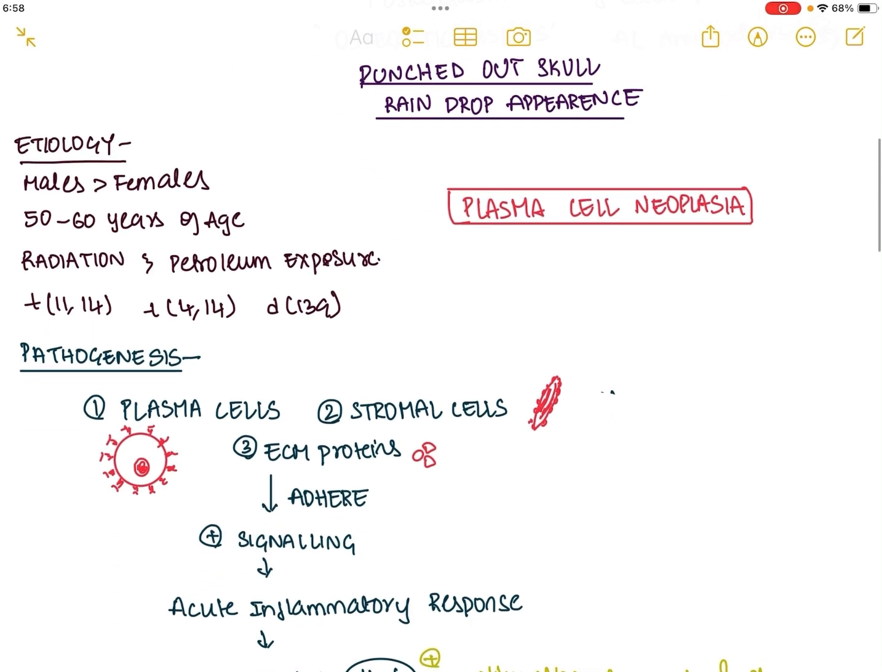So coming to etiology, males are more commonly affected than females, and the classic age of presentation is 50 to 60 years. Radiation and petroleum exposure are predisposing conditions for multiple myeloma, and it is also often associated with translocation 11;14 or 4;14, and deletion of 13q.